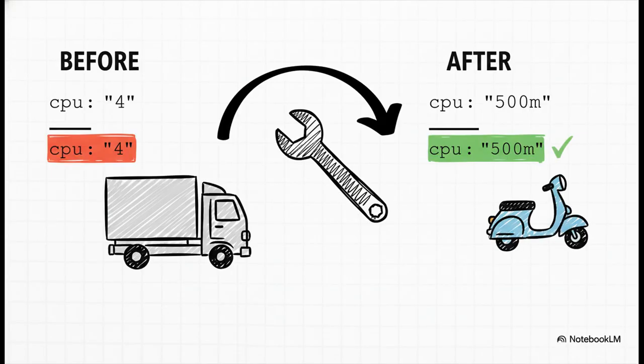Option 1 is probably the most common fix you'll use, especially in development. We just need to right-size the request. Instead of asking for 4 whole cores, we can go back to our YAML and change it to something much more reasonable, like 500m. That m stands for millicores, so 500m is just half of a single CPU core. Now that's a request our little cluster can probably handle no problem.